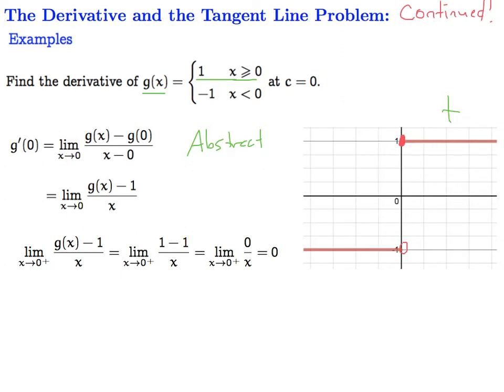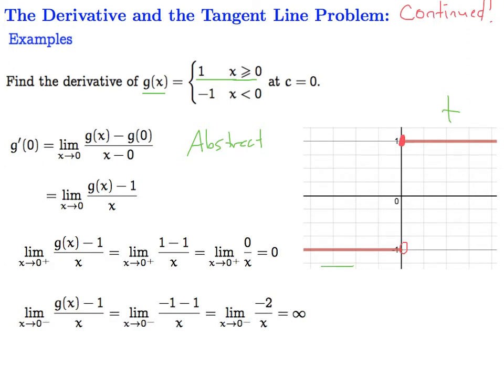Well, what about the slope from the left? Now, if we're coming in from the left-hand side at 0, our g of x function needs to use the second part of our piecewise function. So that's why g of x here becomes negative 1. Well, that means we're going to get a negative 2 over x overall. So when we compute this limit, we're going to have a negative 2 divided by a really, really small negative number, which means we're going to go off to infinity.